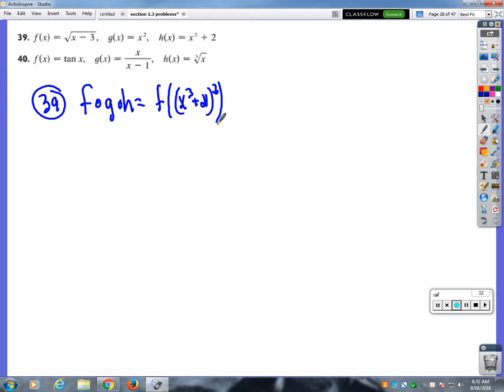Okay. Then the f function says take whatever you plug in, subtract 3 from it, and then take the square root. So then you put all of that into it, just for the x. So I'm going to take all of this, x cubed.